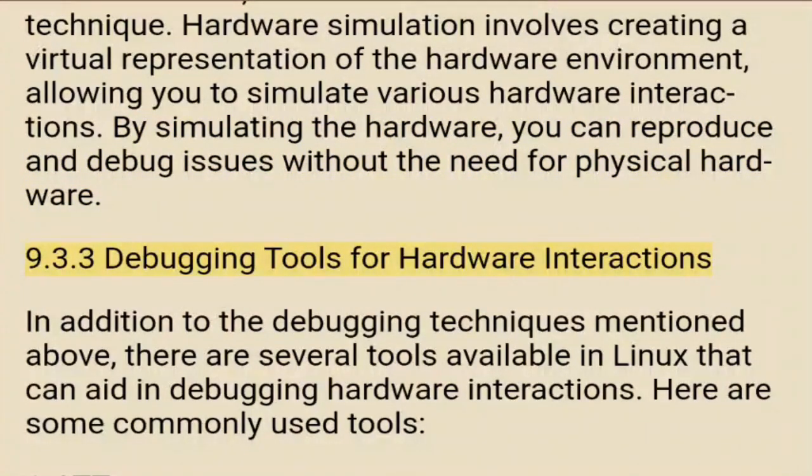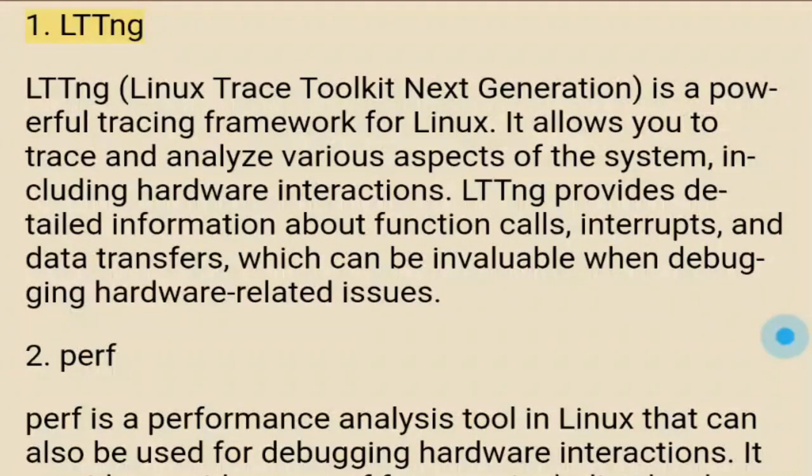9.3.3 Debugging tools for hardware interactions. In addition to the debugging techniques mentioned above, there are several tools available in Linux that can aid in debugging hardware interactions. Here are some commonly used tools. 1. LTTng. LTTng, Linux Trace Toolkit Next Generation, is a powerful tracing framework for Linux. It allows you to trace and analyze various aspects of the system, including hardware interactions. LTTng provides detailed information about function calls, interrupts, and data transfers, which can be invaluable when debugging hardware-related issues.